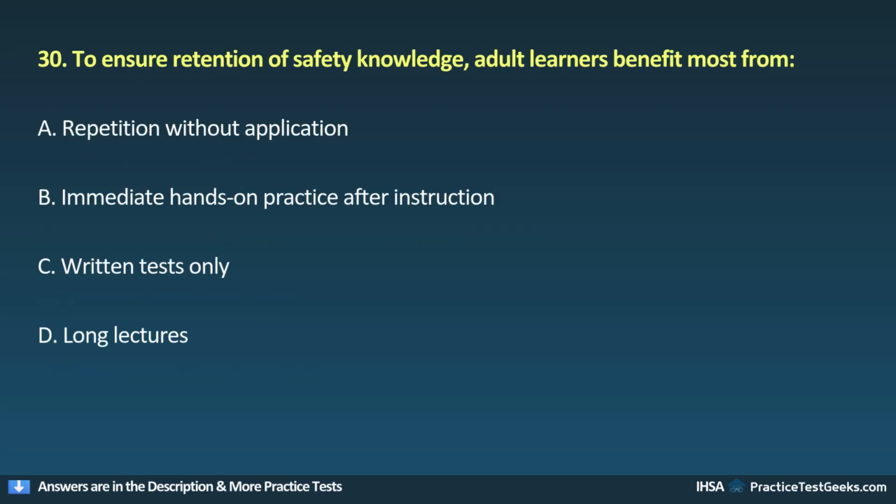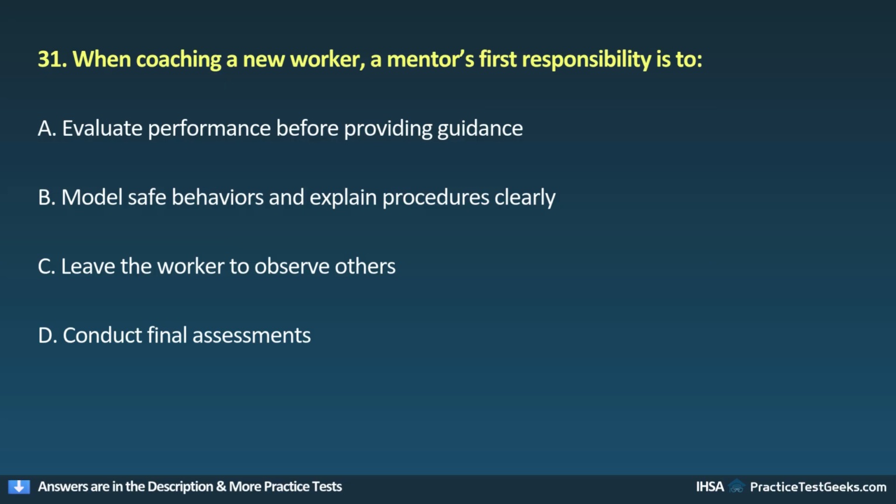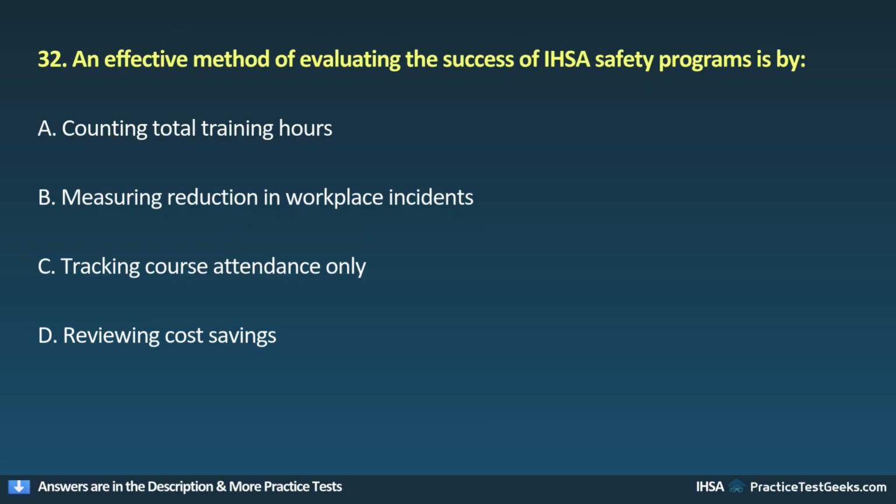30. To ensure retention of safety knowledge, adult learners benefit most from A. Repetition without application. B. Immediate hands-on practice after instruction. C. Written tests only. D. Long lectures. 31. When coaching a new worker, a mentor's first responsibility is to A. Evaluate performance before providing guidance. B. Model safe behaviors and explain procedures clearly. C. Leave the worker to observe others. D. Conduct final assessments.